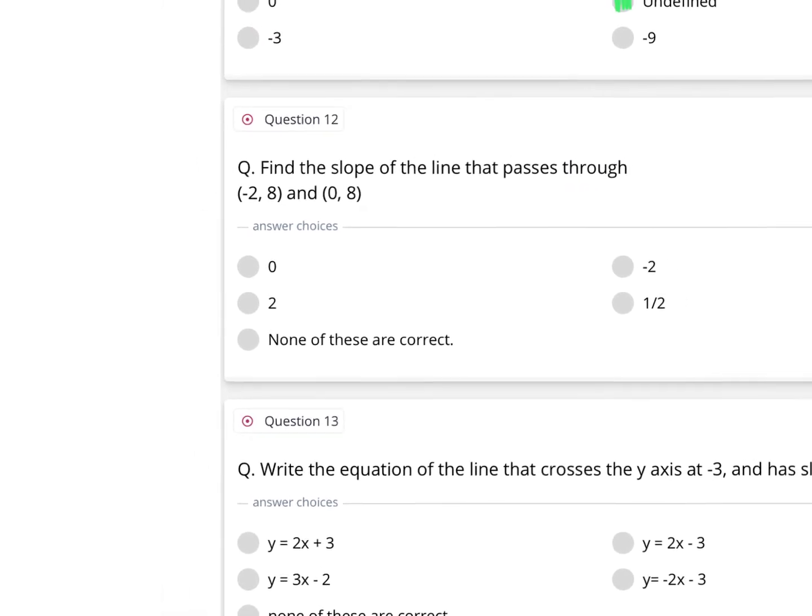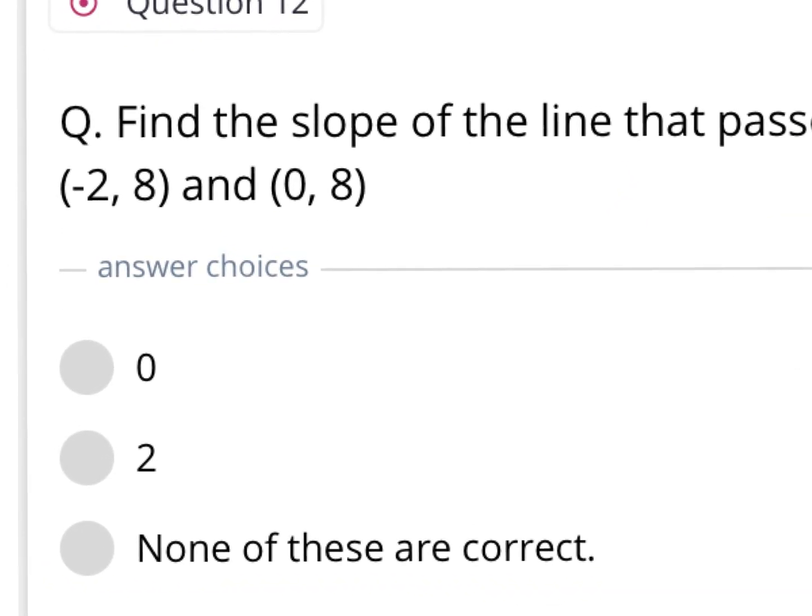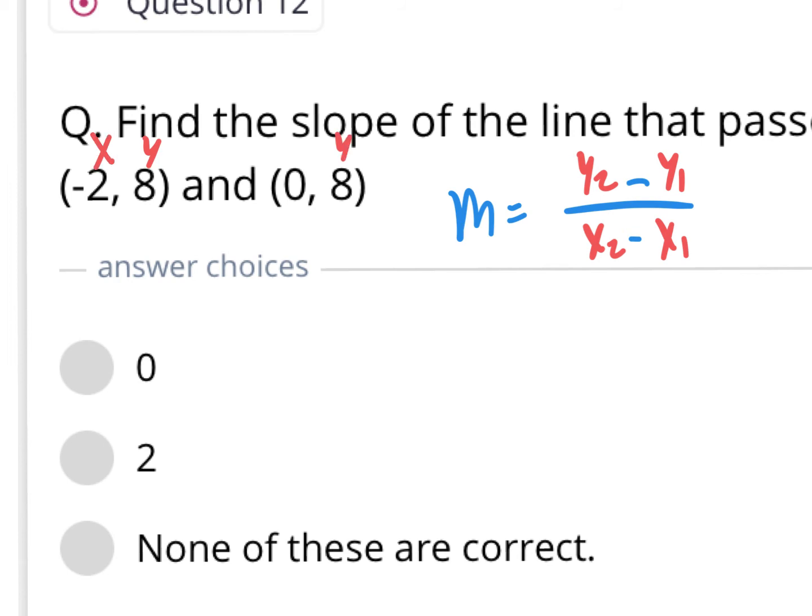Find the slope of this guy. Same deal, but this time it's not your x values that are the same, it's your y values that are the same. So when we look at the slope formula and we recognize that the y values are the same, for the sake of being thorough, we should label them x1, y1, x2, y2. When you plug in your y values that are exactly the same, you're going to have 8 take away 8, which is 0, and we know that 0 divided by anything is 0.